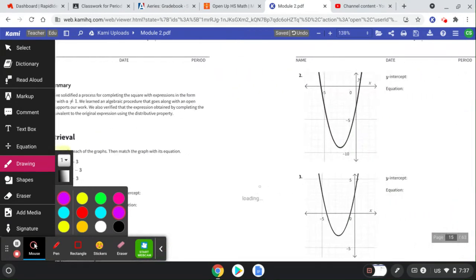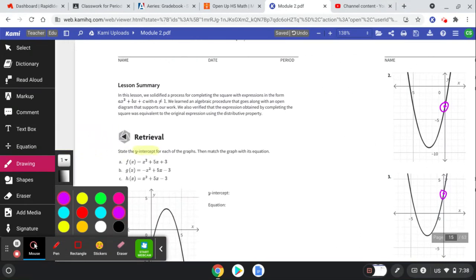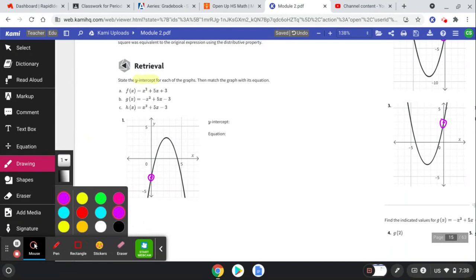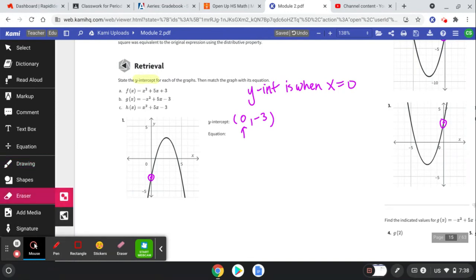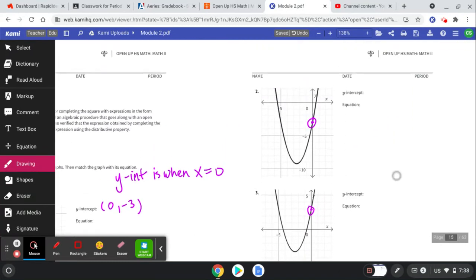And so we've got this graph over here and this graph right here. So the y-intercept of this first graph we see is at 0, -3. Remember that by definition, the y-intercept is when x is equal to 0. So this has to be a 0, and then the value goes in the y section. Okay, let's go get the y-intercept of the other one.